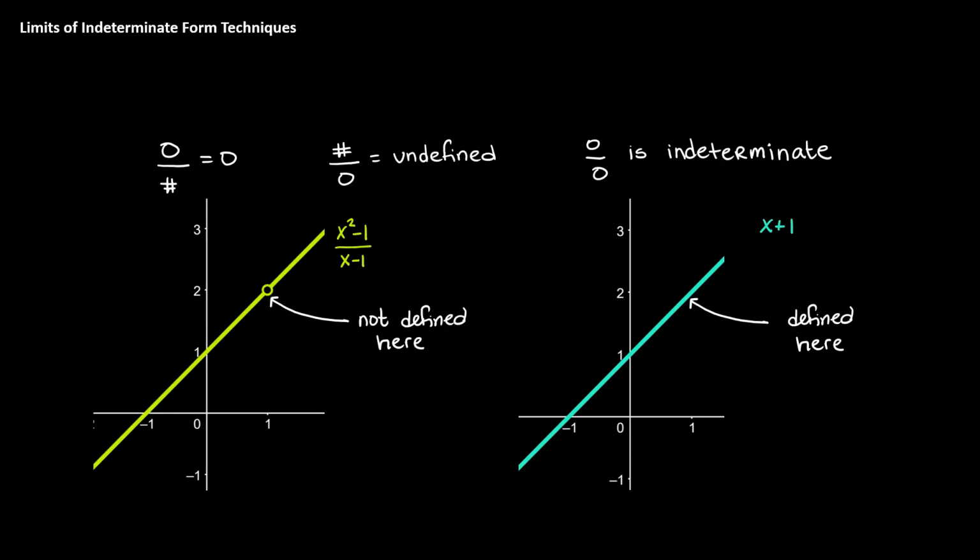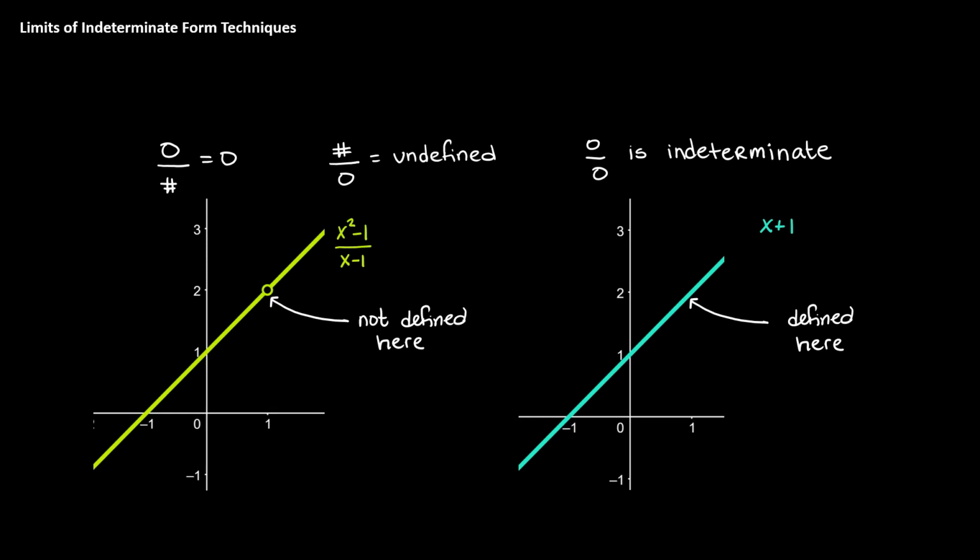Some limits produce indeterminate forms. Recall that 0 divided by any non-zero number causes a zero quotient. Any non-zero number divided by 0 is undefined. And 0 over 0, 0 divided by 0, is indeterminate. We don't know what it's equal to. So if we have a limit that produces an indeterminate form, we have to do some further investigation.